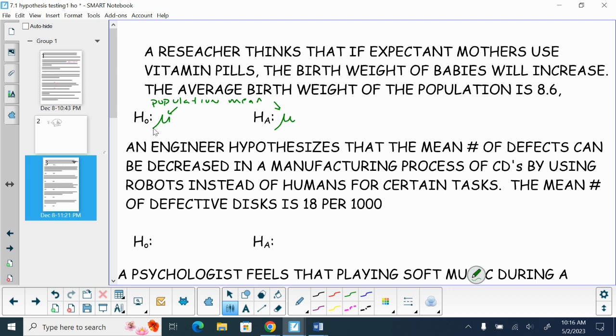Also, the thing to remember is some form of equality will go with the null hypothesis. Some sort of form, and we'll talk about that here in a second. We'll go with the alternate or the null hypothesis.